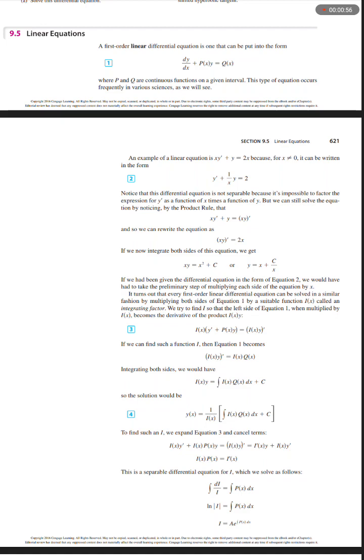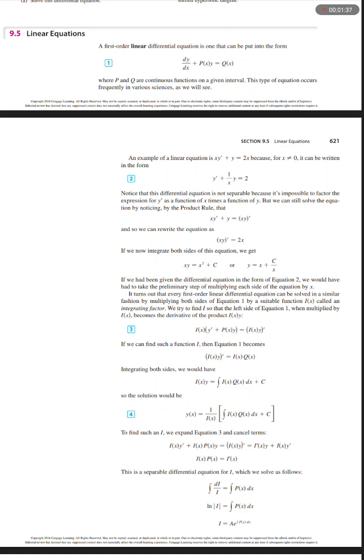But we can still solve the equation by noticing, by the product rule, that x y prime plus y equals (x y) prime, and so we can rewrite the equation as (x y) prime equals 2x. If we now integrate both sides of this equation, we get x y equals x squared plus C, or y equals x plus C over x. If we had been given the differential equation in the form of equation 2, we would have had to take the preliminary step of multiplying each side of the equation by x.